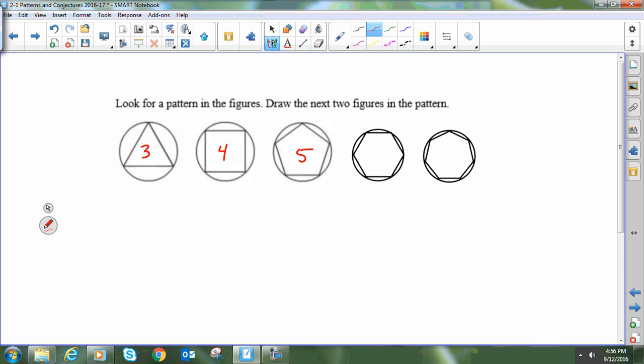And I always ask this question in class. Most students for the 6-sided polygon have no problem saying, oh, that is a hexagon. But the 7-sided polygon, that is a septagon. Not everybody knows that one, and a lot of people want to call it a heptagon, but it is a septagon. So those are the next two figures in the pattern there.